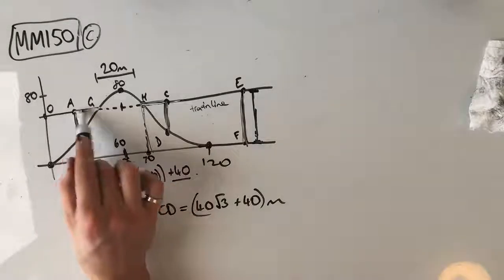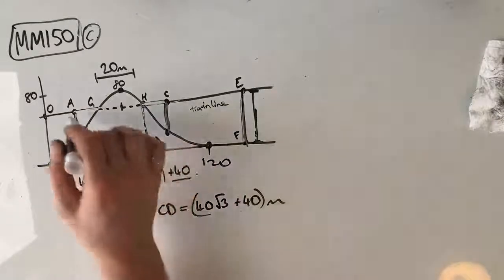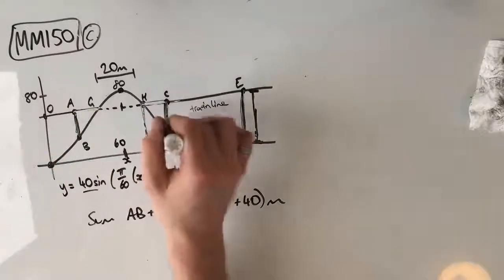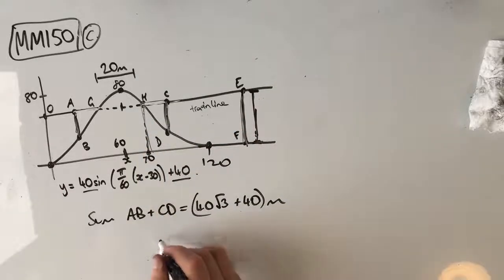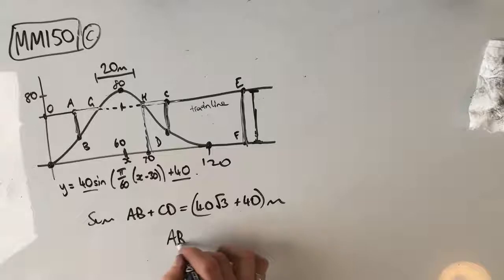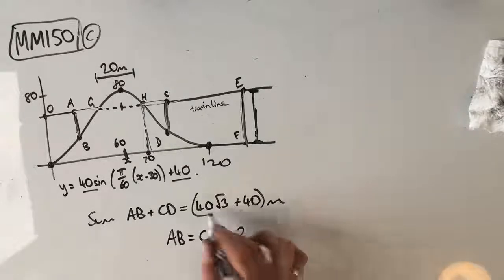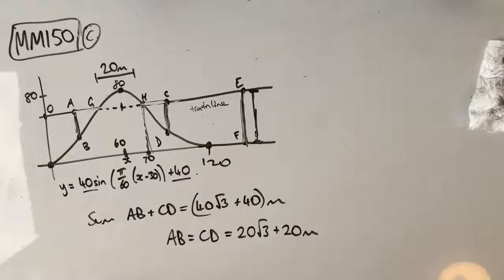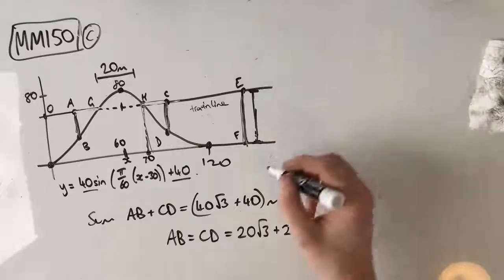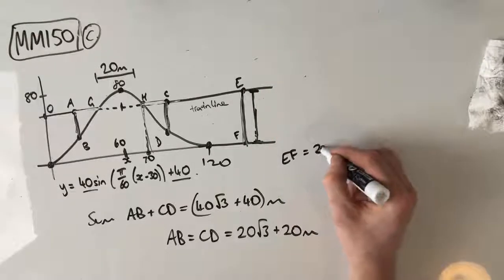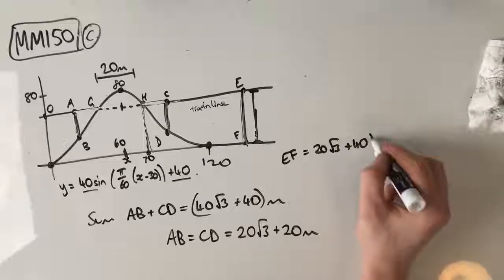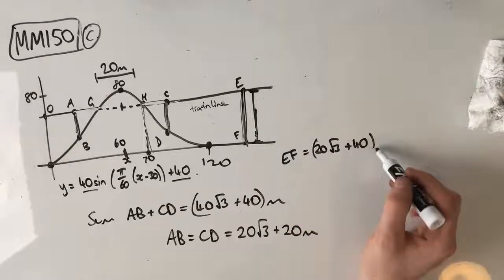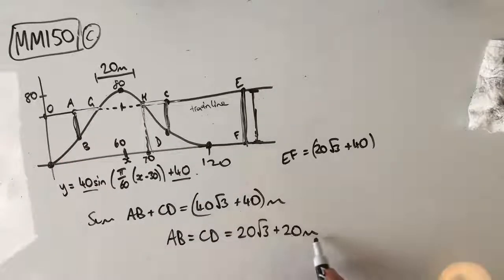Now, since AG is equal to HC, as it tells us in the question, that means that AB is equal to CD. They're the same height, right? Which means that one of these is equal to the other, which is equal to half of this total sum. So 20 root 3 plus 20 meters. Now, if we know that the height of EF is equal to 20 root 3 plus 40, as we discovered in the previous question. This is 20 root 3 plus 40. AB is equal to 20 root 3 plus 20.